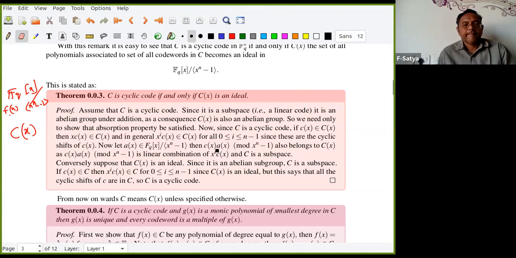Why? Now a(x) is a polynomial. Till now I only proved that x times c(x), x squared times c(x), are there in capital C(x). But why is this also there? It is there because it is a linear combination of these, correct? And C is a subspace. Subspace means that if some vector is in C, any scalar multiple of it also will be in C. Now that polynomial is in C(x), right?